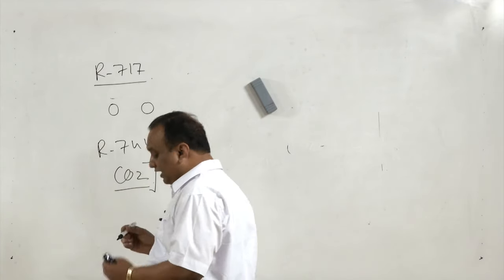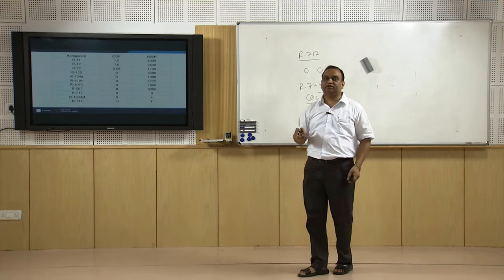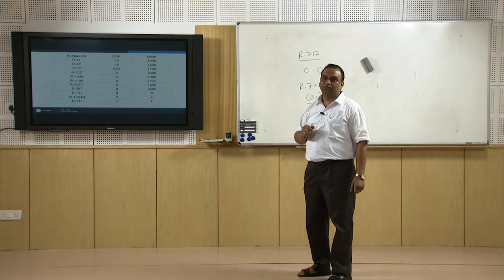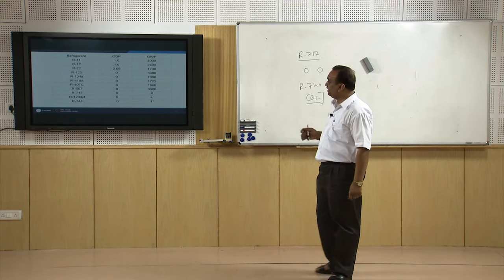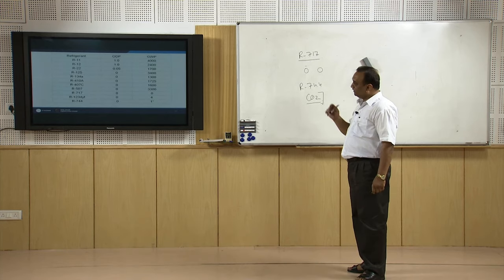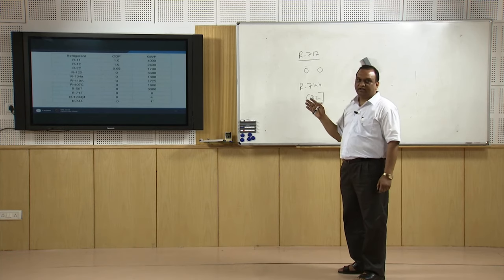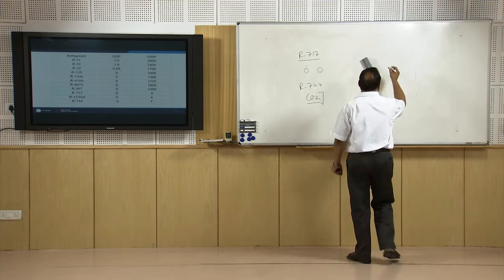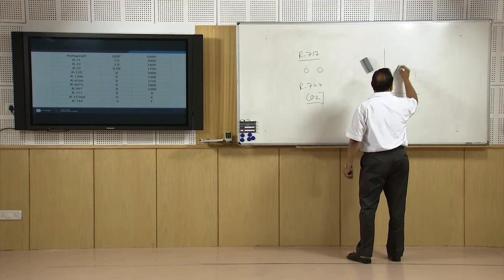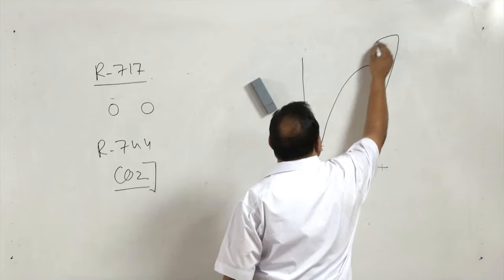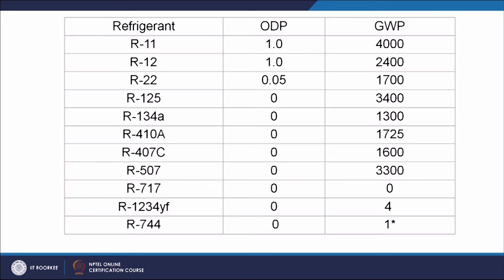But carbon dioxide is a high pressure refrigerant, but still the possible use of carbon dioxide in mobile air conditioning is being explored. Otherwise, if we use it at a normal temperature, the carbon dioxide cycle turns out to be a transcritical cycle. But for low temperature applications, this R744 can be used.